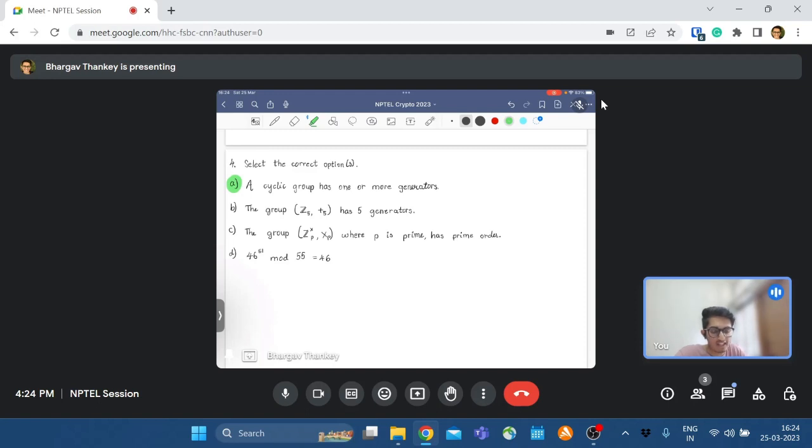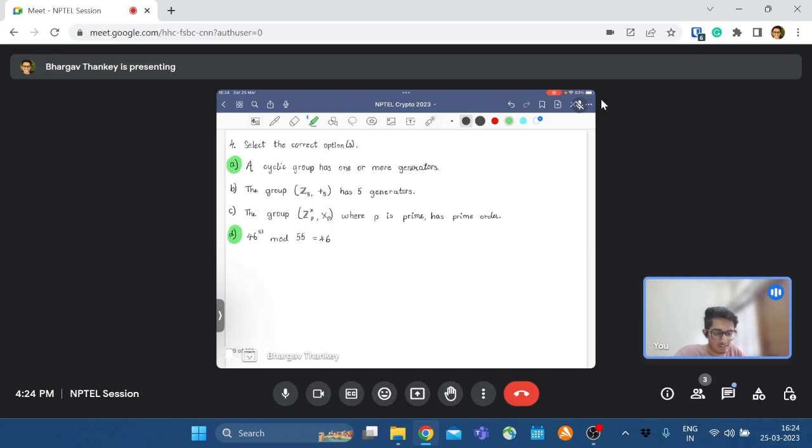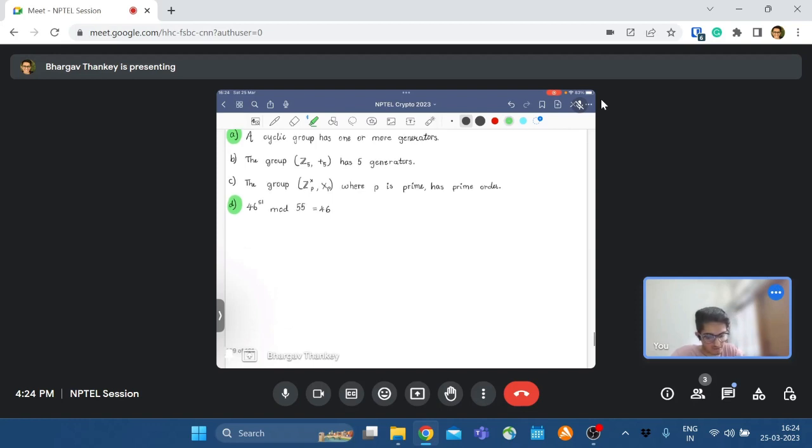So this is only true when T is 3. Otherwise, it is false. Yeah, so C is not true. And what about D? It says 46 to the 51 mod 55 is 46. So this is true. And okay, so let's see one way to solve this. There might be other ways, but yeah, let's see one way to solve this.